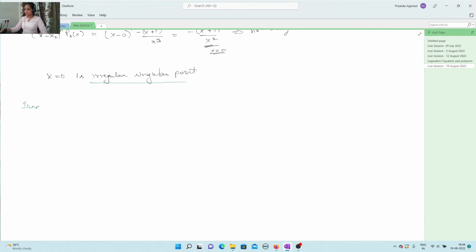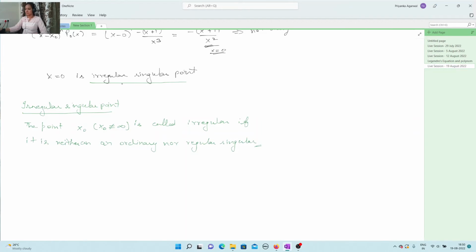Okay, so I said that this is now an irregular singular point. So basically, you would have got an idea what irregular singular points are. But just for the sake of completion, I will say its definition as well. The point x0, excluding x0 infinity, is called an irregular singular point if it is neither an ordinary point nor a regular singular point, then it is called an irregular singular point.